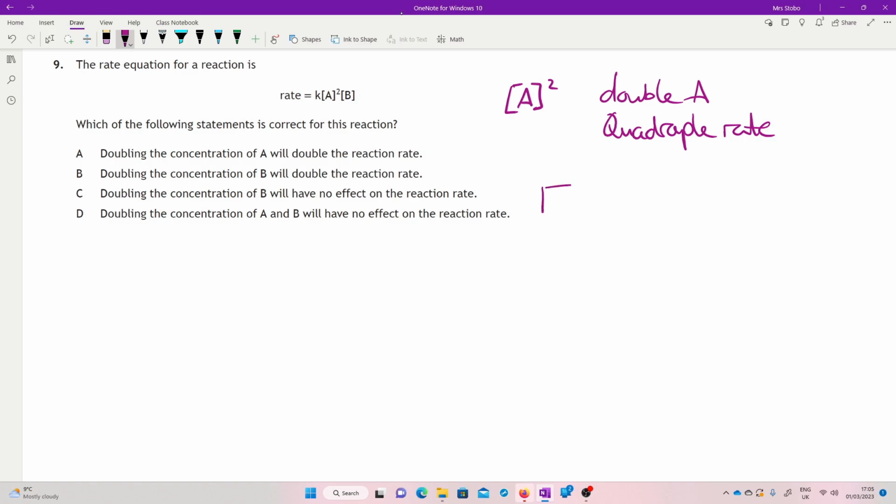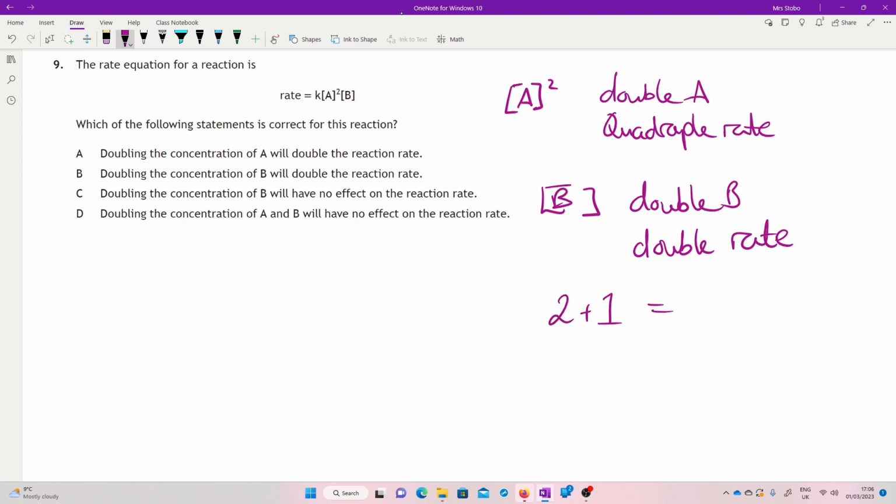What I'm also saying for my B is if I double B, I'll double my rate because that's first order. I can also look at that entire equation and say that I've got second order and a first order, so overall I've got third order in my equation. Not that you need to know that, but that's just something you should be able to pull.